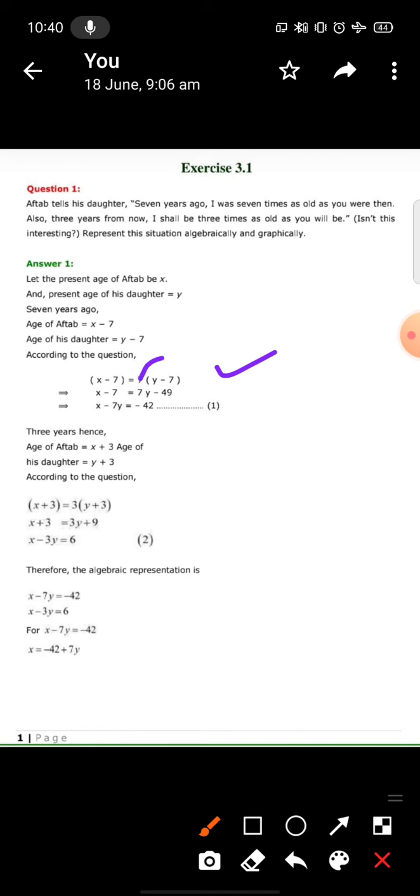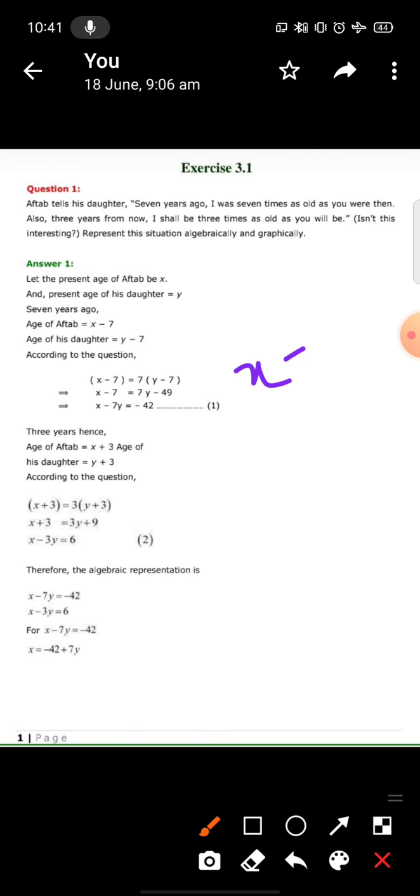So we have 7 there, so we have to multiply 7 with y and 7 with minus 7. So 7 into y is 7y, and 7 into minus 7 is minus 49. Okay, now you have to transpose the variable term to one side and the non-variable term to one side, and you will get x minus 7y equal to minus 42. Okay, now the first condition is complete, so take it as equation number first, or you can find the value of x from there.